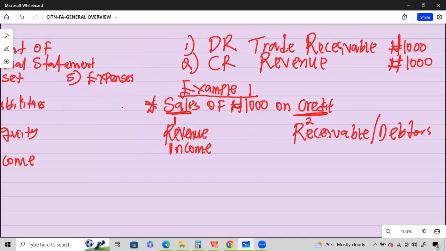So if I say debtors now, it means that this individual, this entity, they are owing the organization. So that is what the principle of double entry is talking about. For every debit, there must be credit. For every credit, there must be debit.